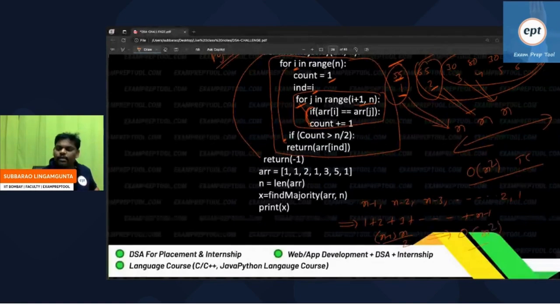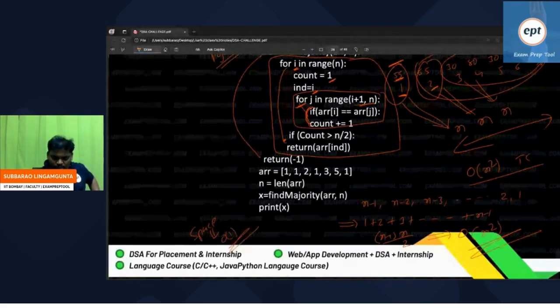This is the time complexity for this. What is the space? I am not taking anything extra. Constant space. Space complexity, constant. Everyone knows this. So this is almost like the main program.